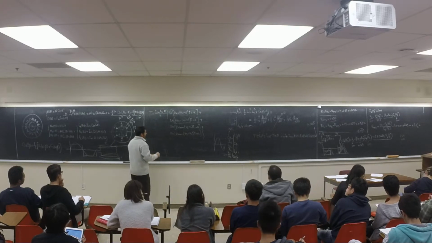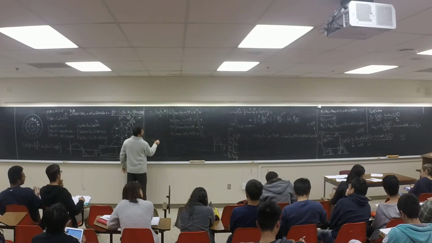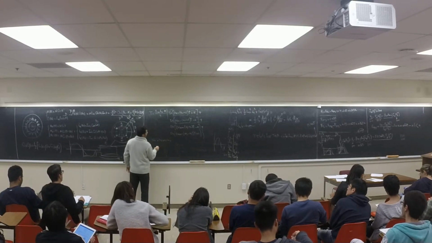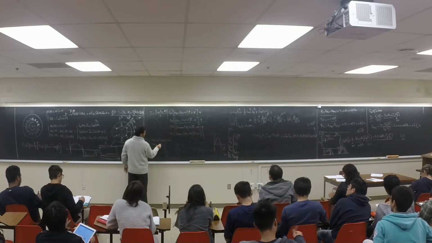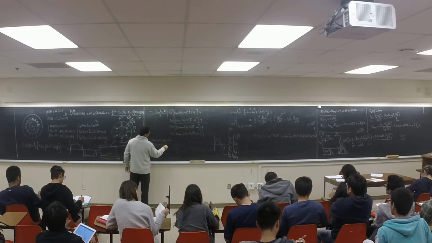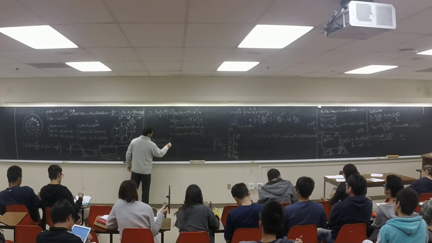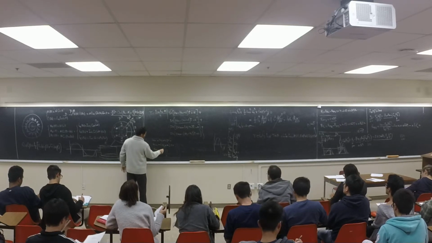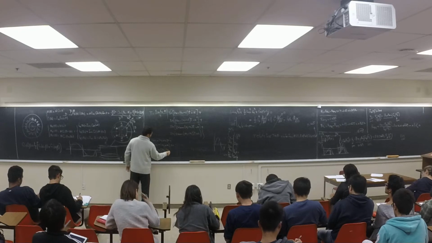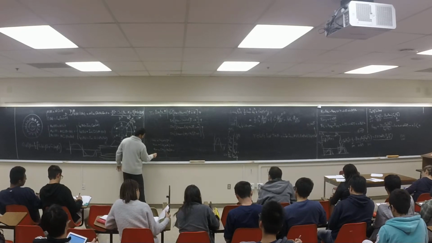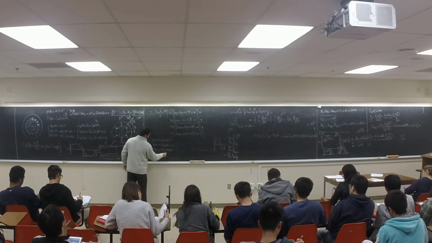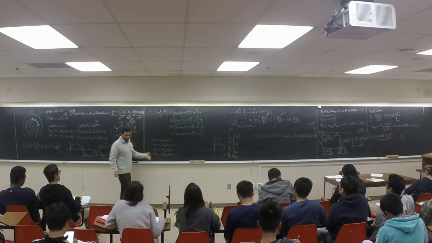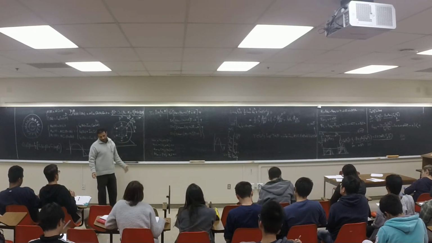So basically, I said either omega m plus omega s plus omega r should be 0, or omega m minus omega s plus omega r should be 0, or omega m plus omega s minus omega r should be 0, or omega m minus omega s minus omega r should be 0. One of them can happen. All of them cannot happen. One of them can happen.